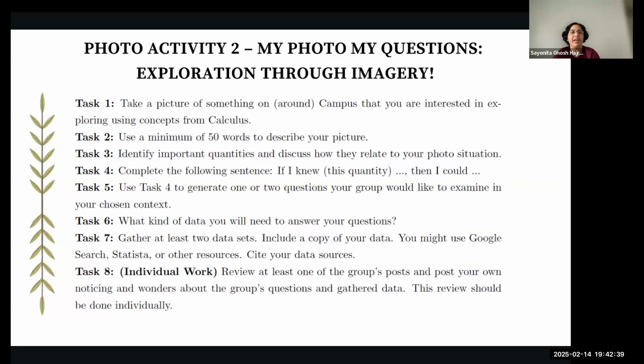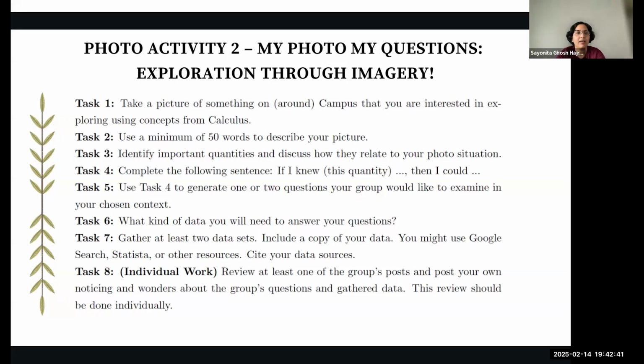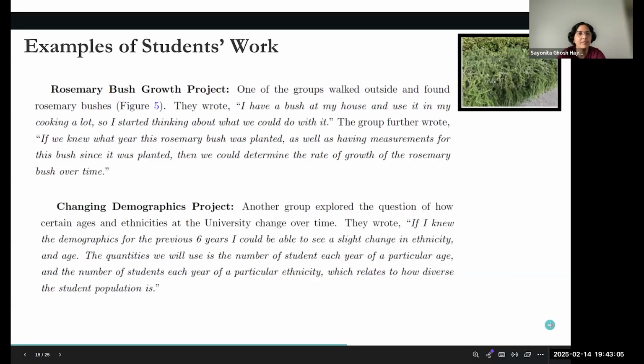And after that, they were asked to gather some data sets, and some sources were provided to them where they can look for data. And then there was an individual component to this: they were asked to review at least one of the group's posts and then provide some noticings and wonders about the group's questions and the gathered data. And here are some examples of students' work.